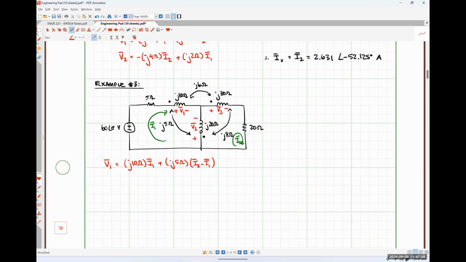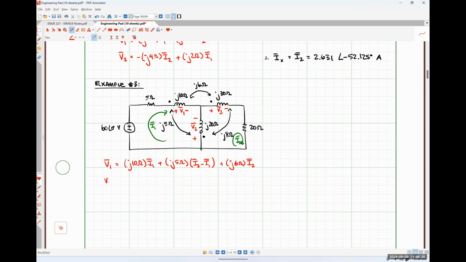Now we've got to figure out the mutually induced term due to the coupling between the J30 ohm coil and the J10 ohm coil. So what should that part look like? Positive J6 ohms times I2. All right, so the voltage V1 seems to be well taken care of.